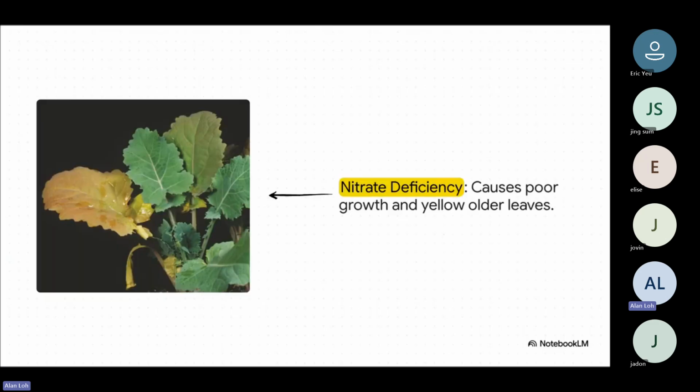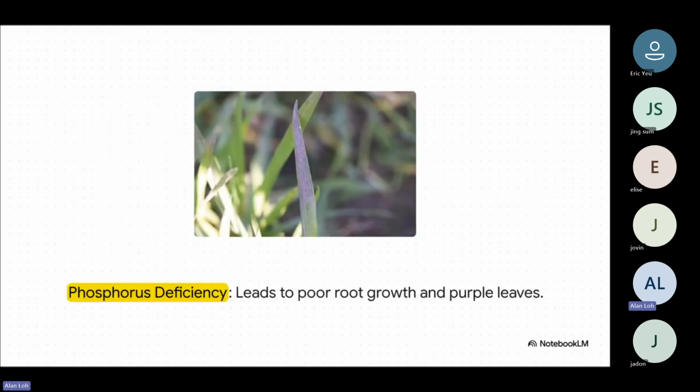Take nitrates, for example. Plants use them to build proteins, which are the basic building blocks for growth. If a plant can't get enough nitrates, its growth is going to be stunted, and you'll start to see its older leaves turn yellow as it struggles. Another really important one is phosphorus. This is vital for developing a strong root system. So if a plant is short on phosphorus, its roots will be weak, and you might even notice its younger leaves getting a sort of purplish color.